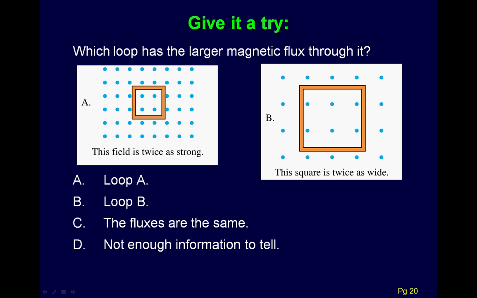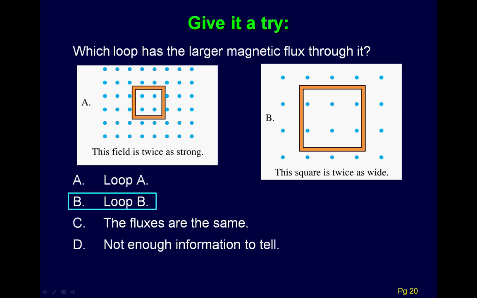Here we have two situations, two loops, with magnetic fields. In part A, the magnetic field is twice as strong as in part B, and I want to know which loop has the larger magnetic flux going through it. The field is twice as strong in A, and the square is twice as wide in B. Think about this, pause it, and figure out which one has more magnetic flux going through it. Hopefully you got that it was loop B.